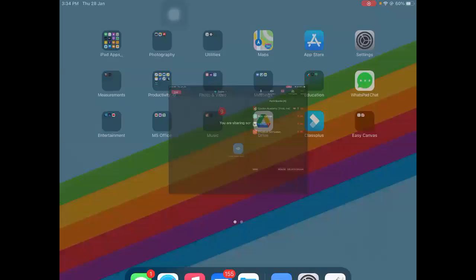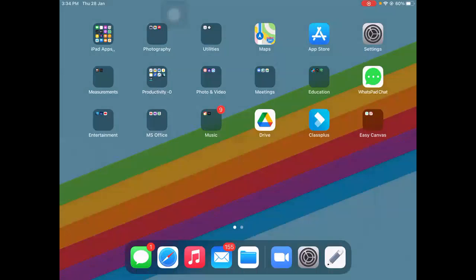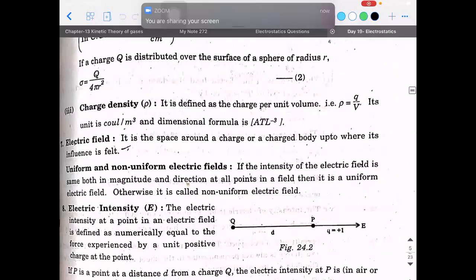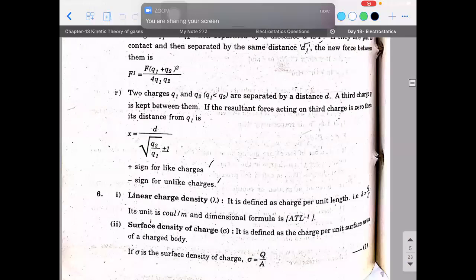So we were doing problems based on electric field mainly, right? Now we'll do some problems which are based on flux and the concept of electrostatic potential. So today's topic that we are going to concentrate on is that.